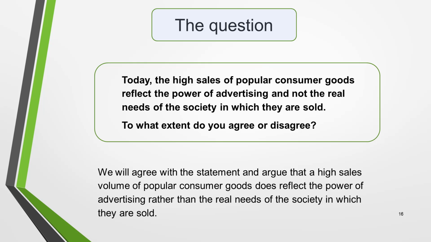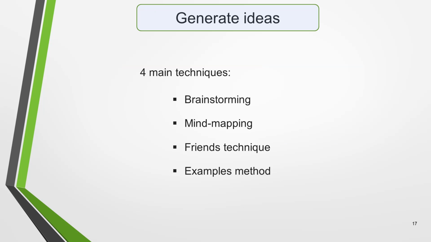Here's the question again. For this essay, I'm going to agree with the statement and argue that a high sales volume of popular consumer goods does reflect the power of advertising rather than the real needs of the society in which they're sold. The second task is to generate some ideas to write about. Since I'm going to argue that the power of advertising has a greater influence on sales volume than consumer need, I need some ideas to support this view.